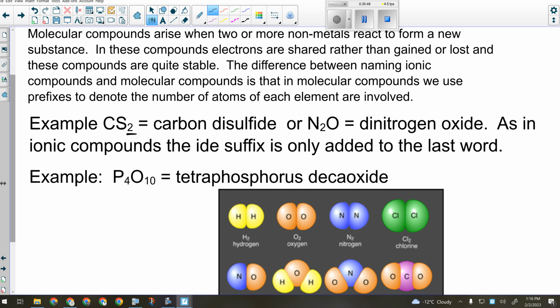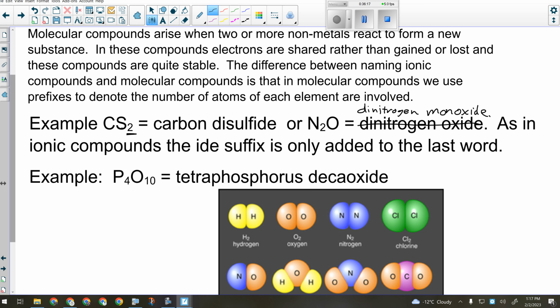Okay, for this one here, this actually is not right. What's missing in that one? Didn't put a prefix on the oxygen in that name. It should be dinitrogen monoxide, mono indicating one. Okay?